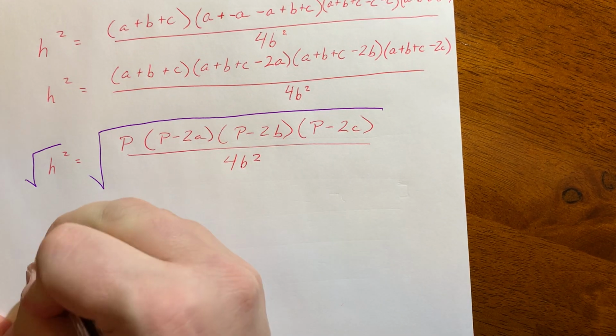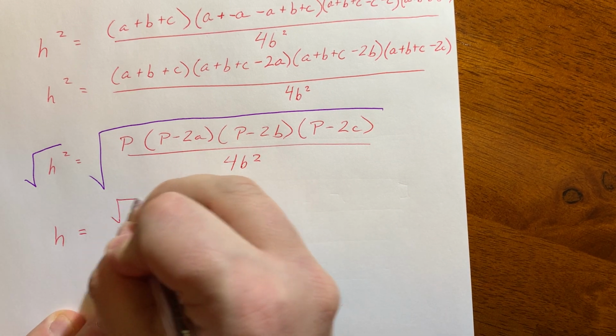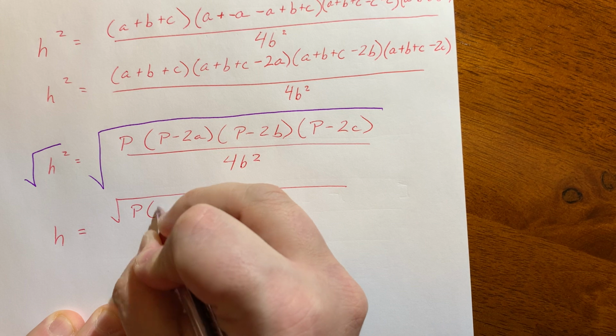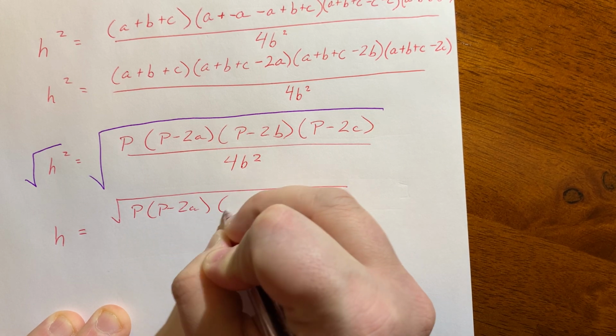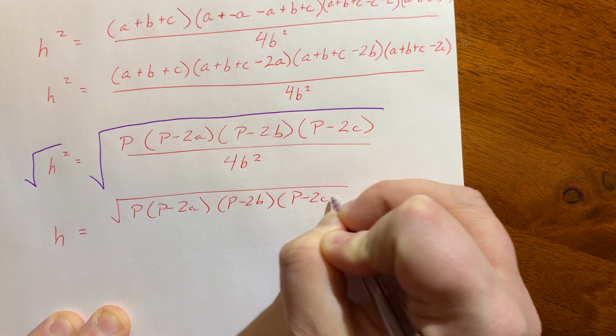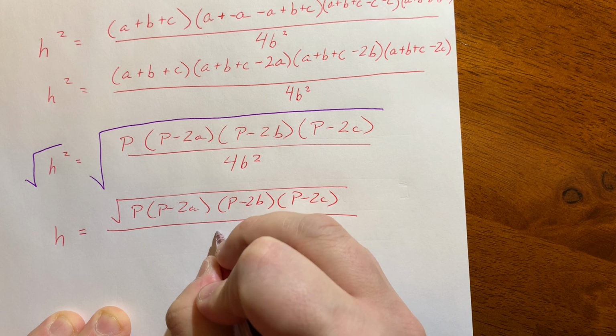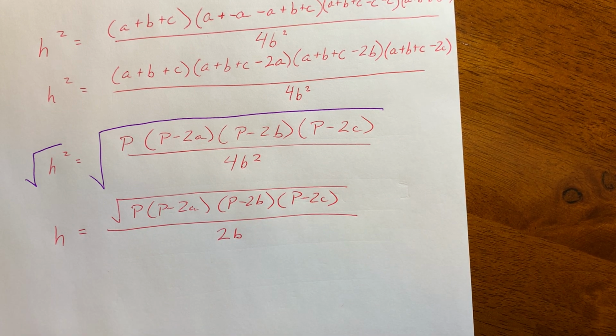So we would know that the height of this figure is equal to the square root of p times p minus 2a times p minus 2b times p minus 2c all over, that actually we could take the square root of, that's just 2b.